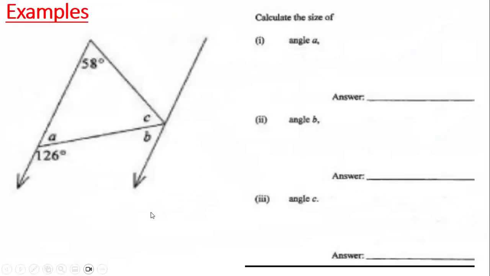So draw this for me, please. We want to try this particular one. So for this one, we do have a triangle. We still have a triangle, but we have this line here and this line here.